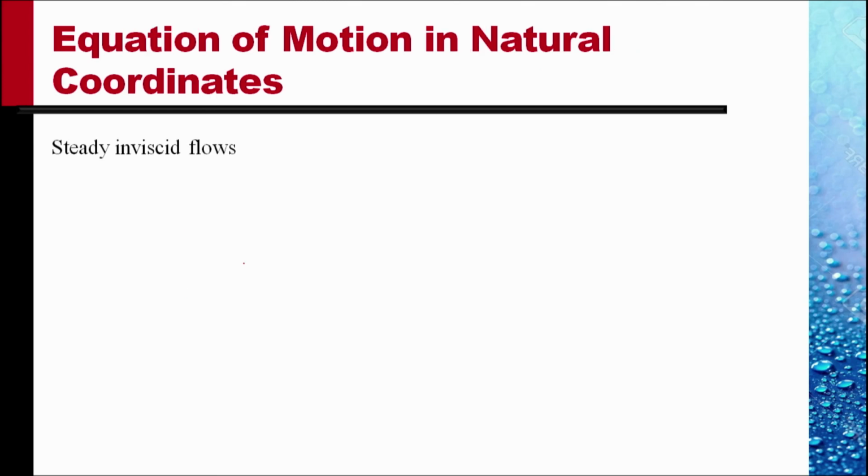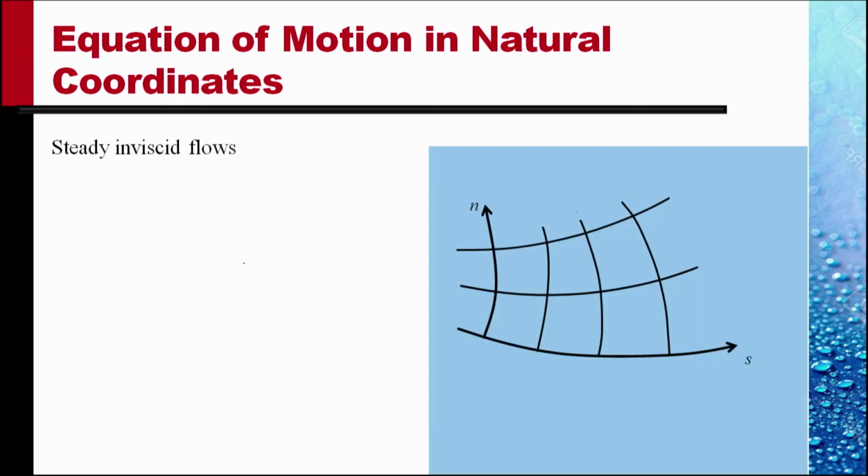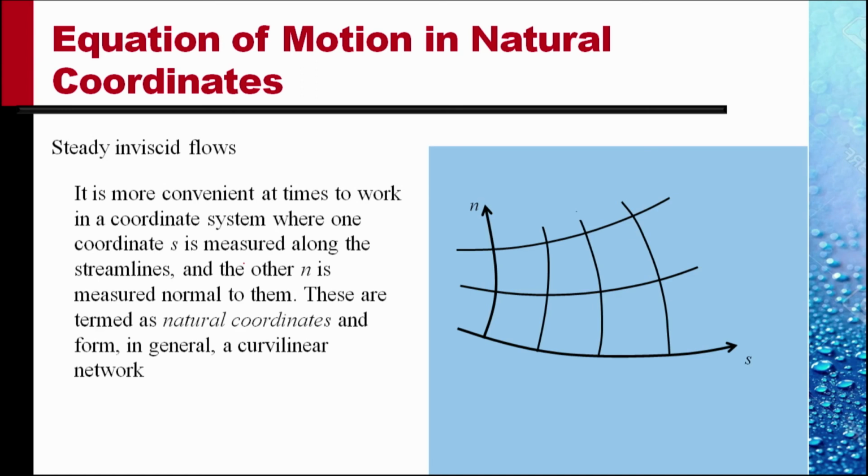Let us now do the equation of motion in natural coordinates. We will deal with steady inviscid flows. It is more convenient at times to work in a coordinate system in which one coordinate S is measured along the streamlines and the other N is measured normal to them. These are termed as natural coordinates and form in general a curvilinear network.